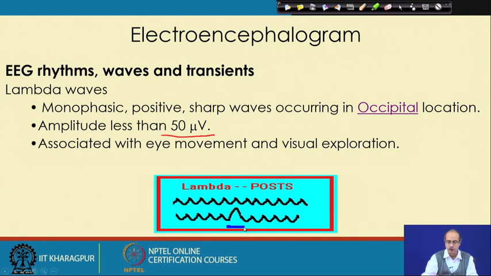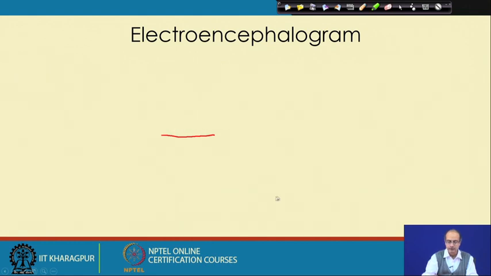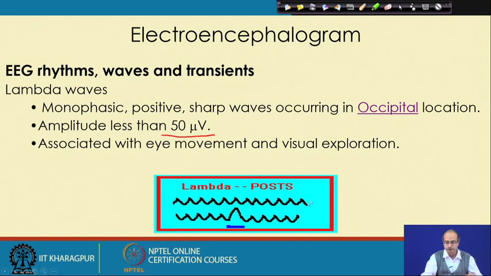So, here we show the lambda wave, and we also get an idea of how the amplitude changes with respect to the wave that is present at that time. So, that is another wave which has a particular shape-based description.